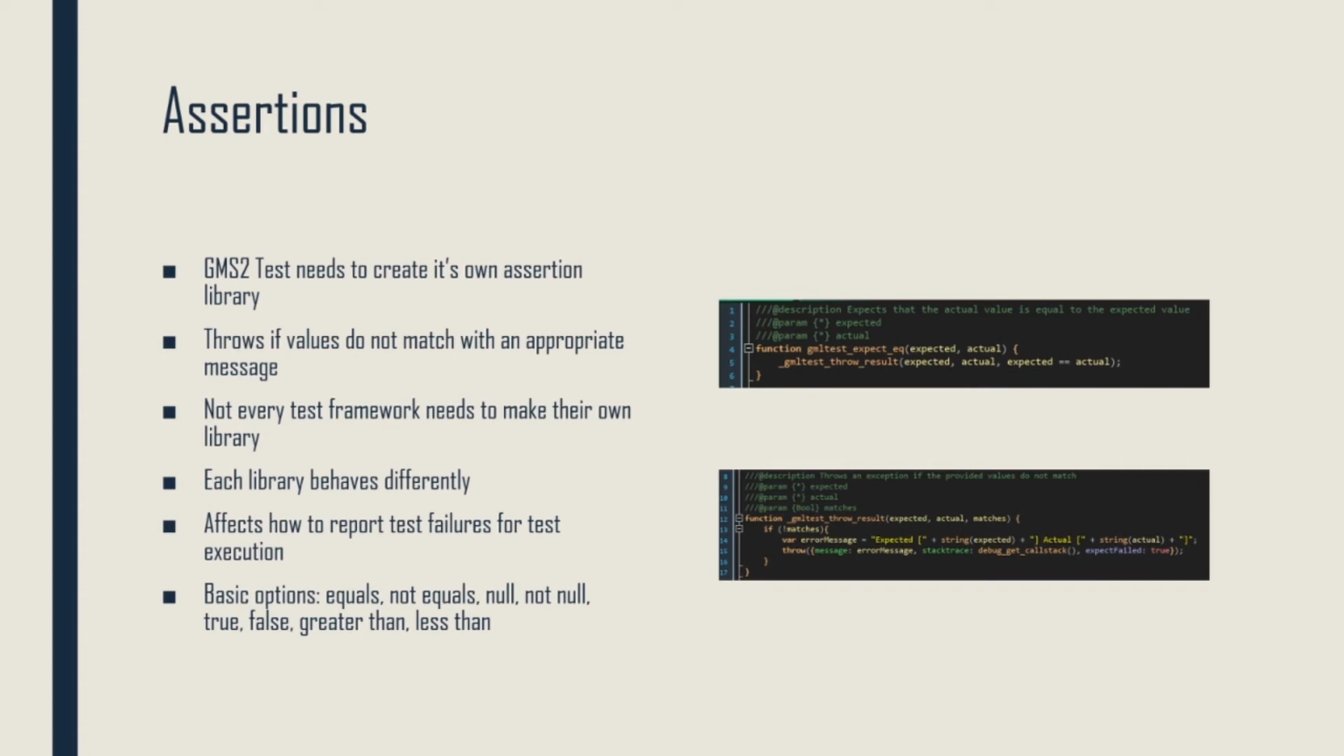So speaking of assertions, these are your expects. For the GameMaker testing library, I had to make its own assertion library because there wasn't one. What I do is it throws if the values don't match, with what it expected, what it actually is, and what the stack trace is. Each library you make and each framework is going to behave differently, so factor that into how you do your test execution.